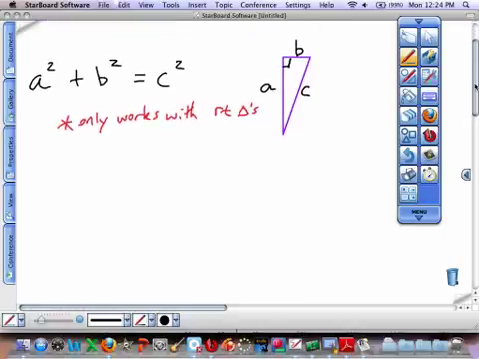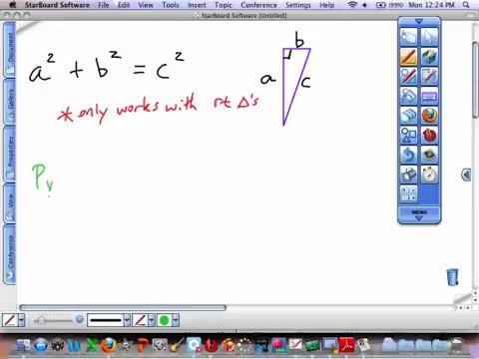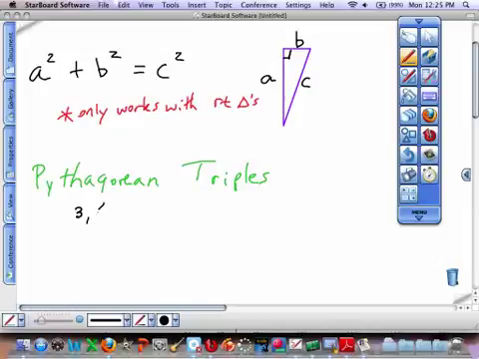Now, a couple of things where we go from here is we also have these things called Pythagorean triples. A Pythagorean triple is basically three whole numbers that satisfy the Pythagorean theorem. And one of the big ones that you guys are going to see a lot in high school is a 3, 4, 5. And this is definitely one of the big ones that you'll see a lot. You will also see a 5, 12, 13.